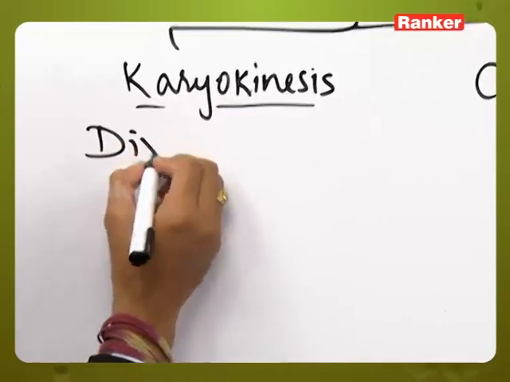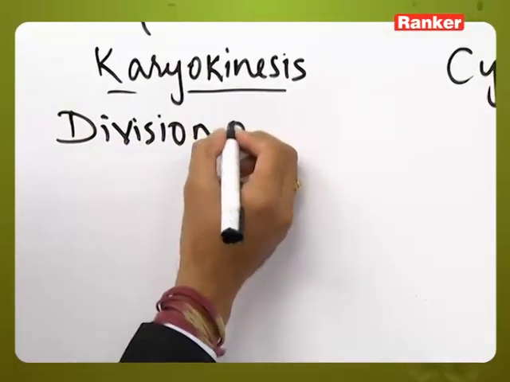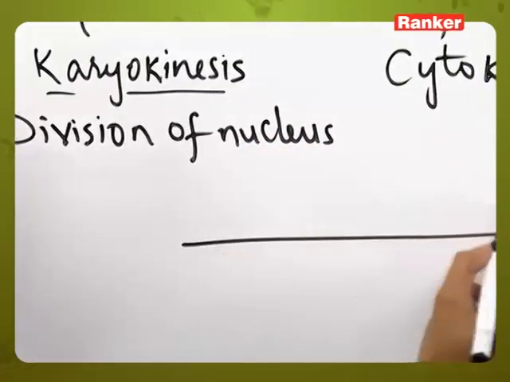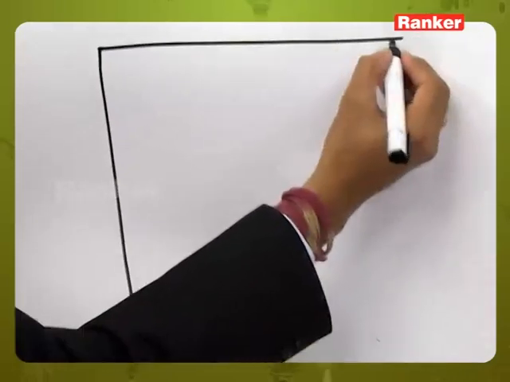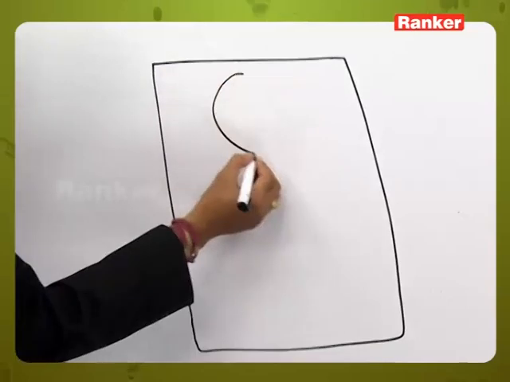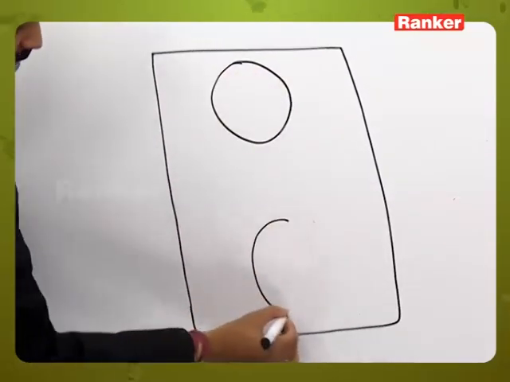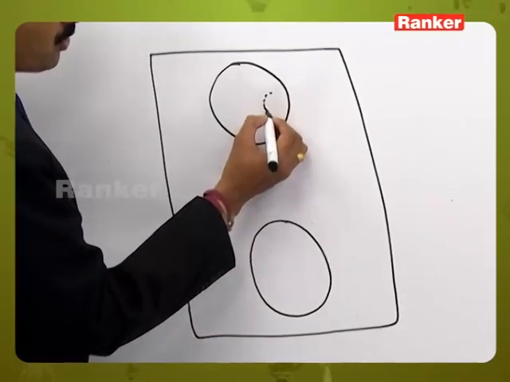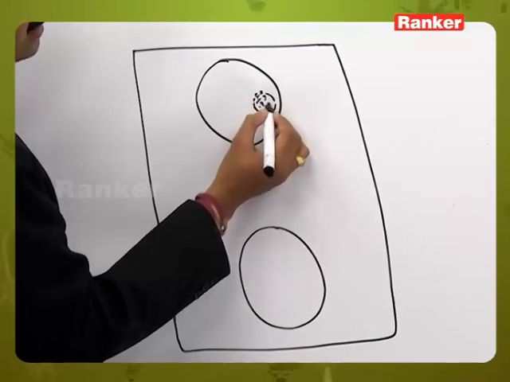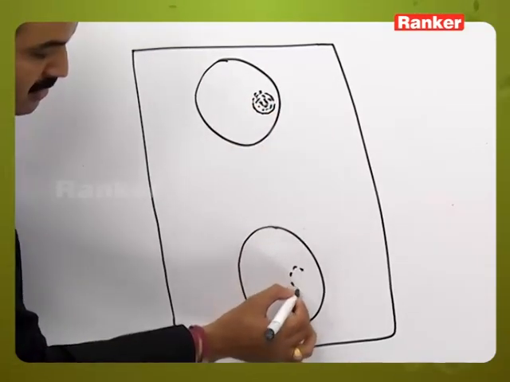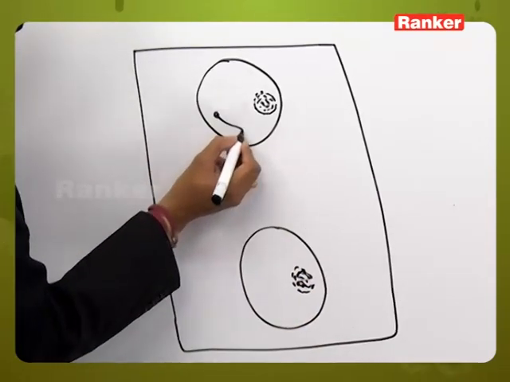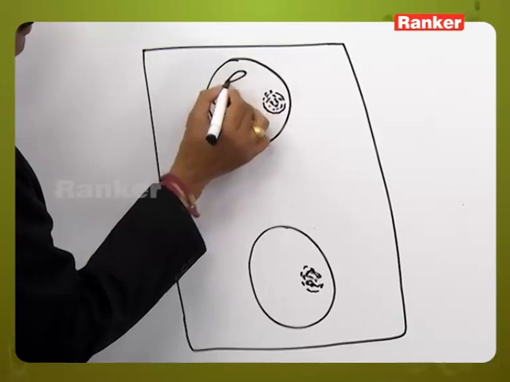Karyokinesis is the division of the nucleus, and when the nucleus is divided, it forms two daughter nuclei. The two daughter nuclei will be retained inside one cell. This is one daughter nucleus and this is the other daughter nucleus. At the end of karyokinesis, the nucleolus will be reorganized or reformed. This is the nucleolus which has been reformed in the daughter nucleus, and these are the chromosomes.